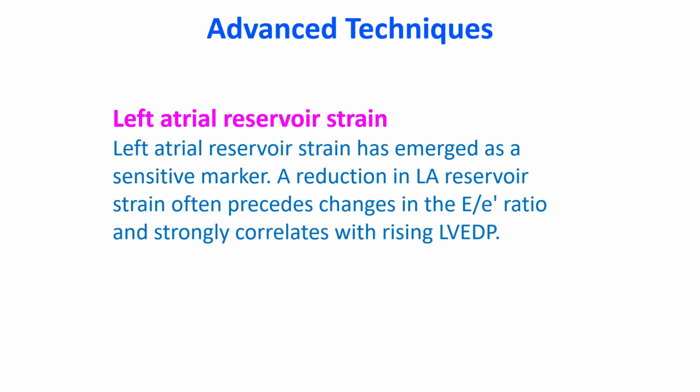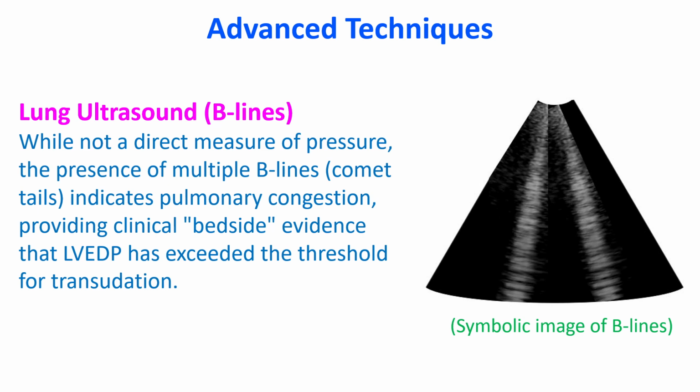Left atrial reservoir strain has emerged as a sensitive marker. A reduction in LA reservoir strain often precedes changes in the E by E prime ratio and strongly correlates with rising LVEDP. Lung ultrasound B lines. While not a direct measure of pressure, the presence of multiple B lines, that is comet tails, indicates pulmonary congestion, providing clinical bedside evidence that LVEDP has exceeded the threshold for transudation.